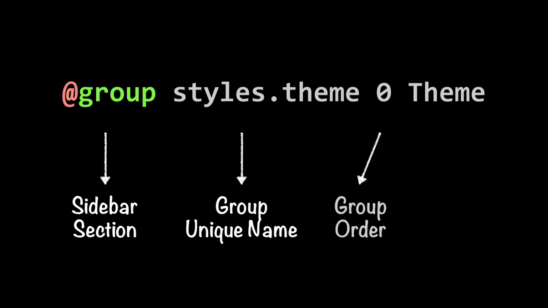0. This is the order in which the group should appear, which starts with 0. If no order is assigned, then the list of groups will be shown in alphabetical order. Theme. This is the actual name that will show in the sidebar, so you can use multiple words with spaces and other characters. To see groups in action, let's add new groups as follows.